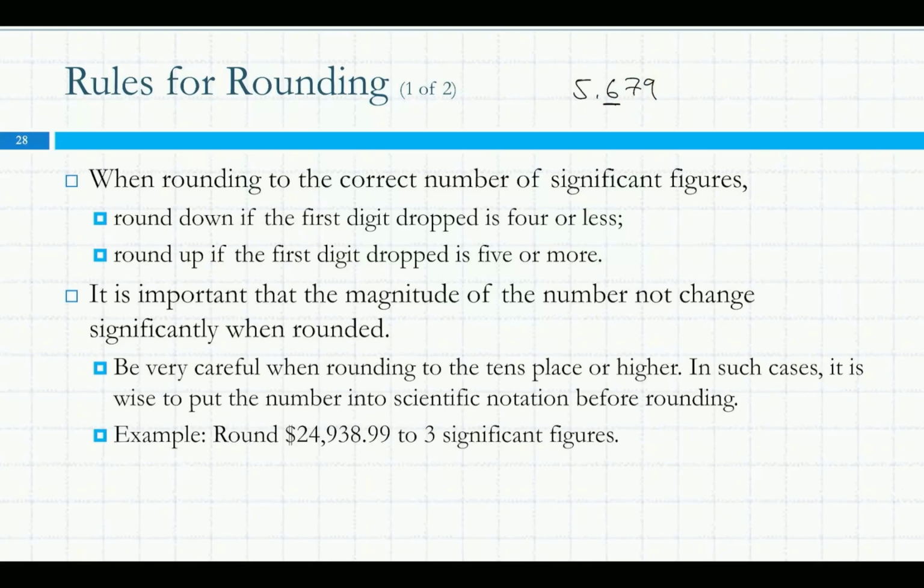the 7 is higher than 5. And it doesn't matter what comes after that next digit. It doesn't matter that this is 9. This could be 9, this could be 0, this could be 1. Doesn't matter. We only look at this digit. So we round that up, and that's how we get 5.7.